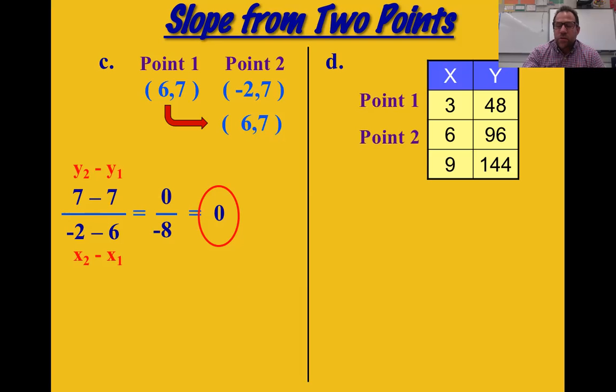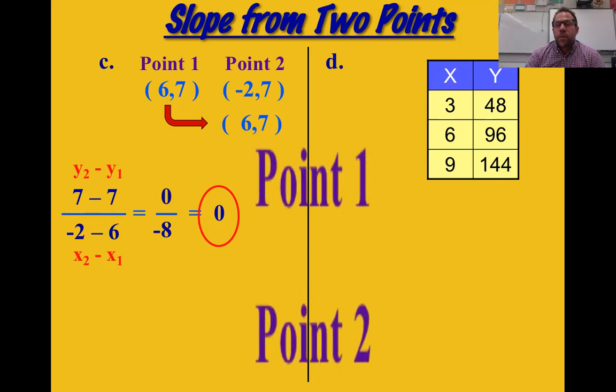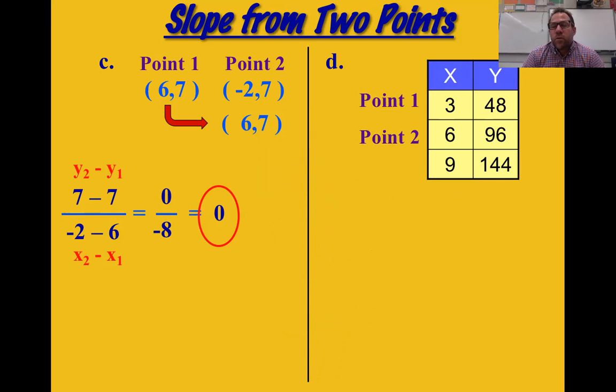Okay, now on the last question here, they gave us 3 points. They gave us 3, 48. So 3 is dancing with 48. 6 is dancing with 96, and 9 is dancing with 144. But we only need 2 of those. We don't need all 3. So we're going to go point 1 and point 2. Okay. And then the next thing is to set up your formula.